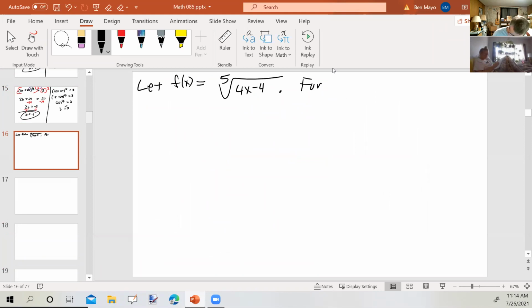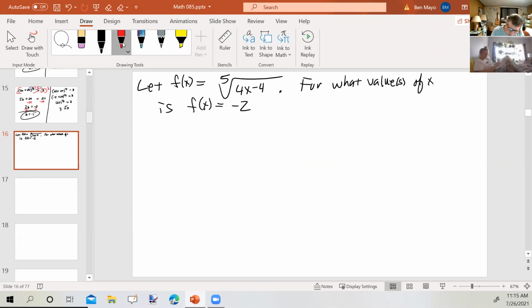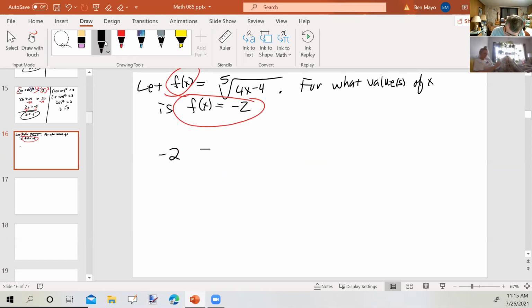For what value or values of x is f of x equal to -2? All right, so we've got this function notation, and all we're going to do is make a substitution. Since f of x equals -2, we'll put -2 right there. So our equation becomes -2 equals the 5th root of the quantity 4x minus 4.